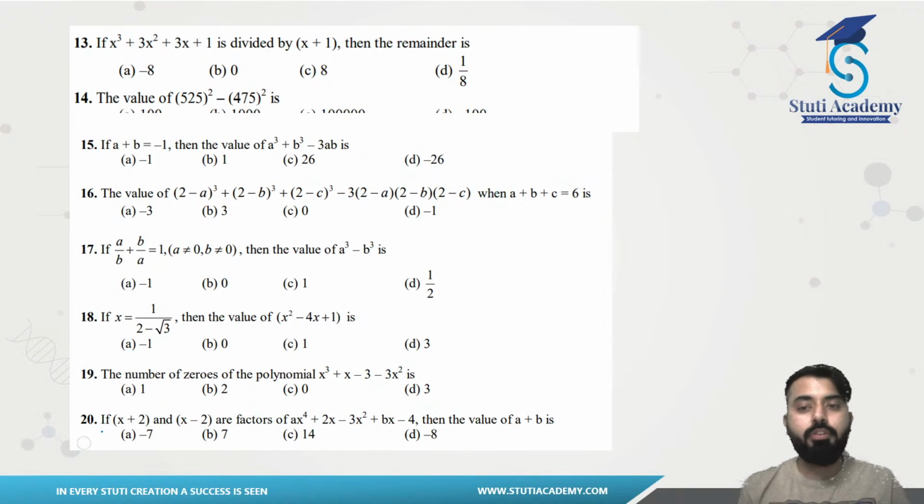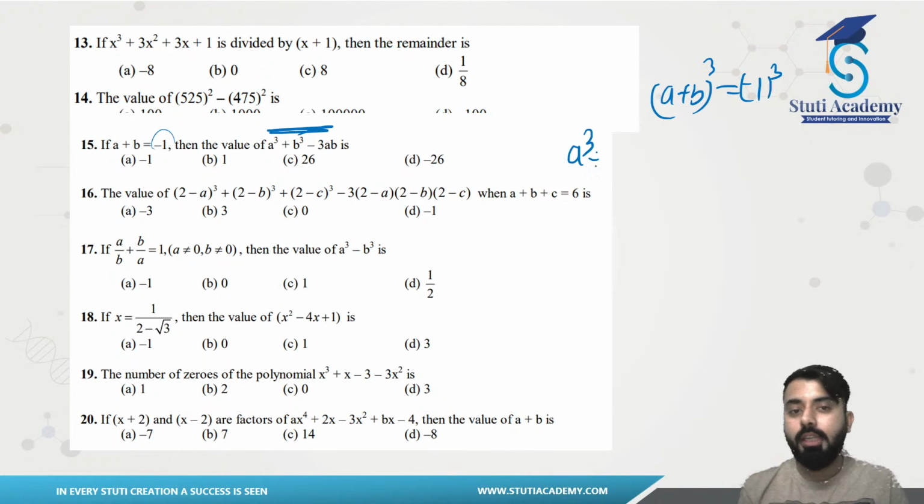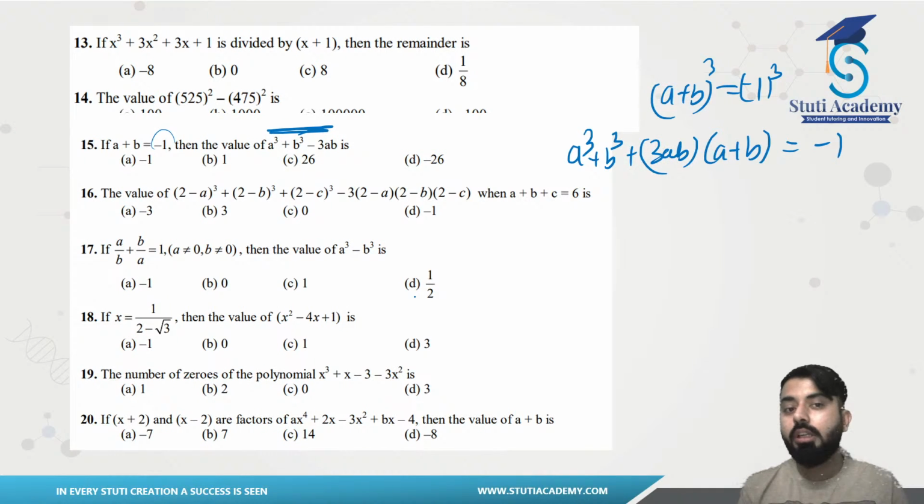In the 5th, we have a plus b equal to minus 1. We have to find the value of this one. Quite easy. You have a plus b equals minus 1. Just cube both sides. So this will be a cube plus b cube plus 3ab into (a plus b), which is equal to negative 1. Now we have to find the value of minus 3ab.